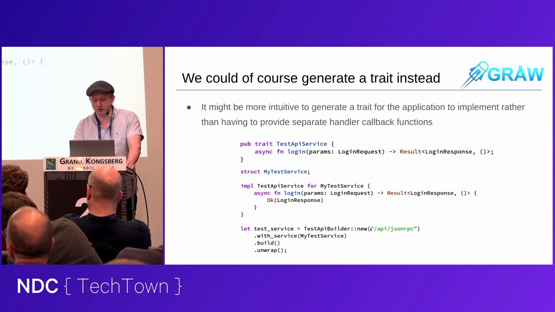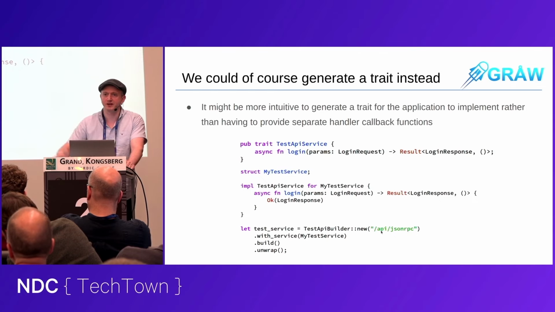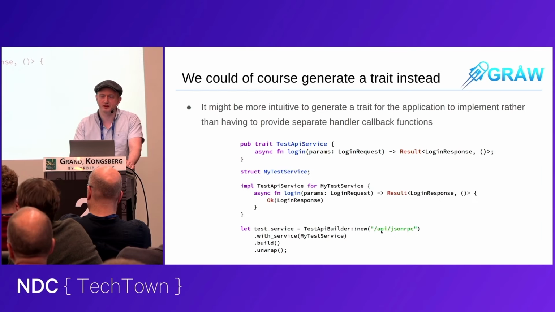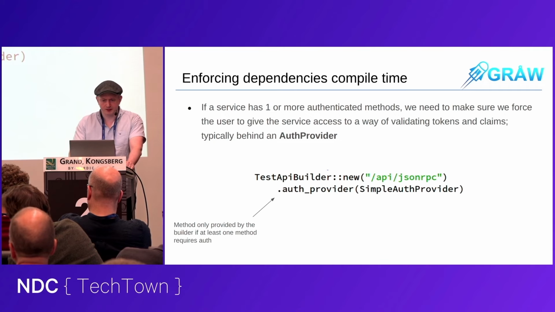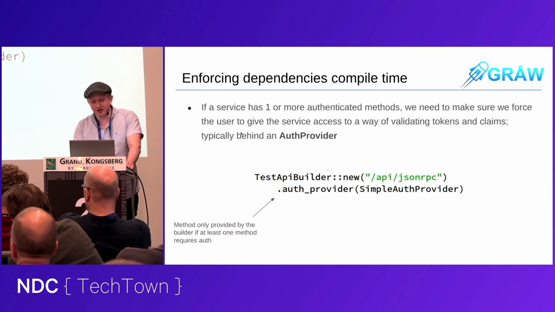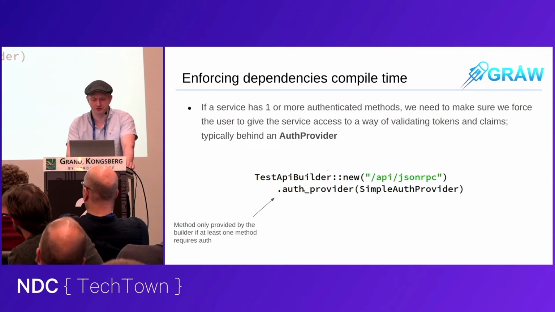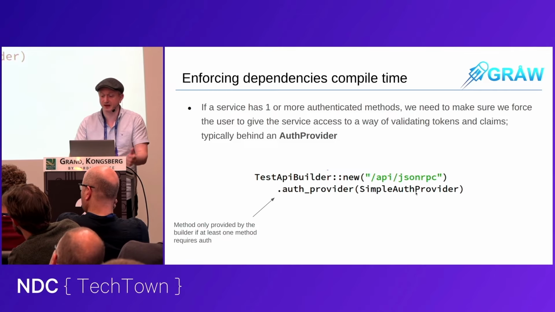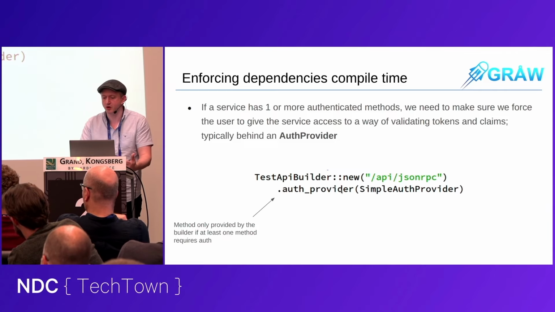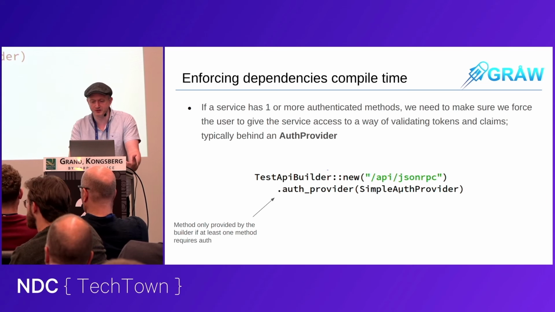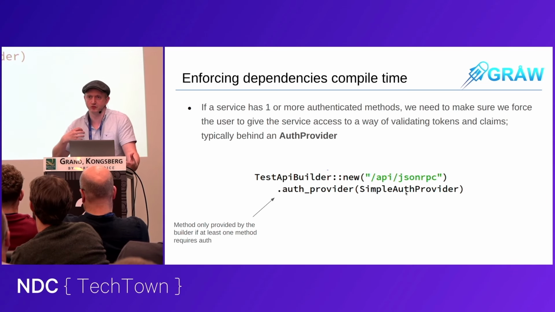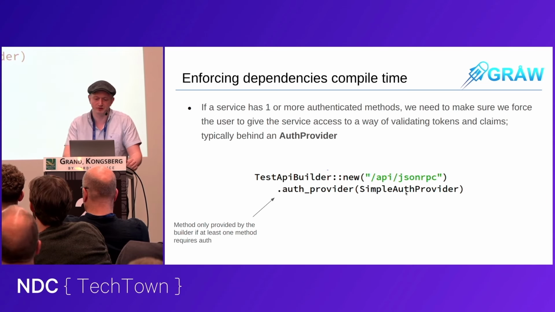I skipped over the URL, but that's just the base URL for that endpoint that you're creating for the service in the Axum world. And in this imaginary example, if one or more methods require authentication, you can actually enforce that you must give it a way of accessing or validating tokens. So in this case, we call it auth provider. This would be an implementation of a trait that you create to validate your token, typically with a certificate check.